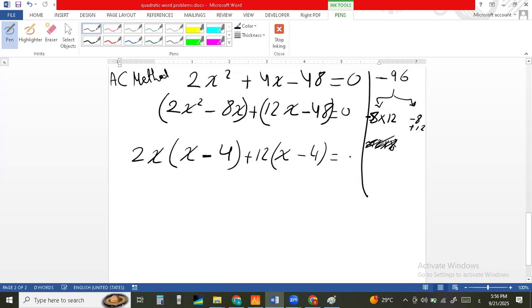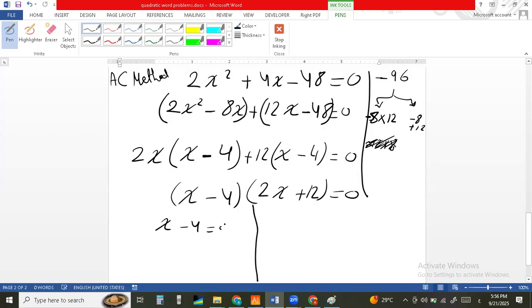I got the two brackets are the same, so I'm going to take them only once. And here, 2x plus 12 remaining. So 2x plus 12 equals 0. Split the page into two parts. x minus 4 equals 0, so x equals 4. 2x plus 12 equals 0, so 2x equals negative 12.